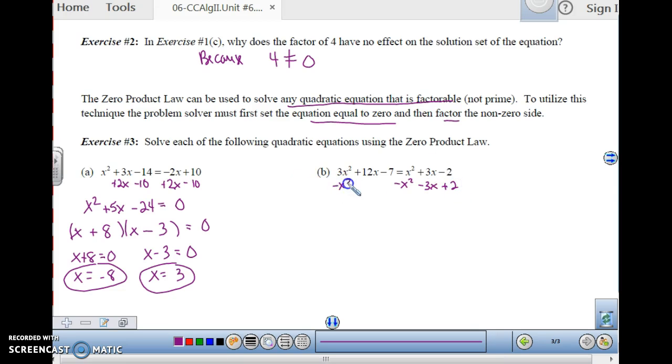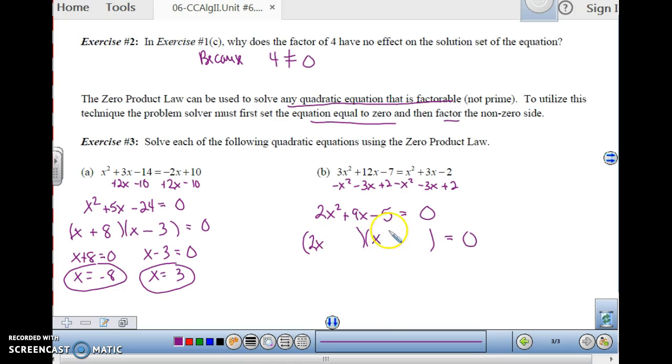So minus x squared, minus 3x, add the 2. All right, so that gives me 2x squared plus 9x minus 5 is equal to 0. Okay, now this is factorable. We want a double bubble, but instead of having x and x, what are we going to have for the first term? Well, it's going to be 2x and x.